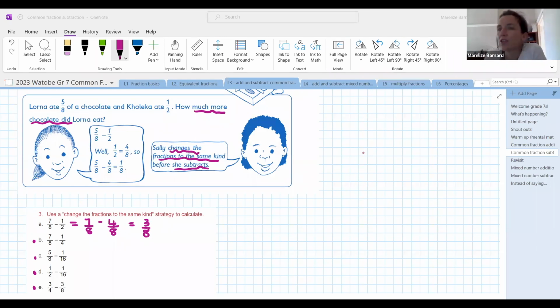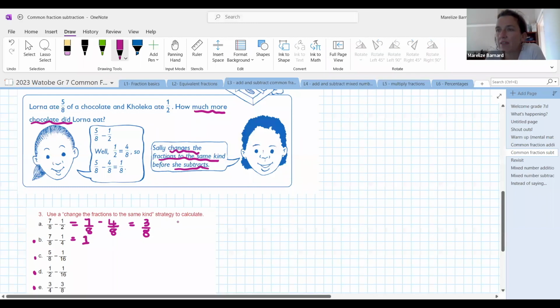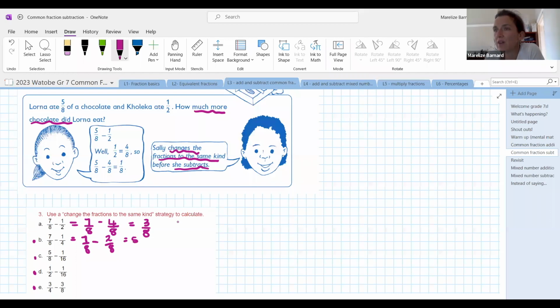Right, let's have a look. 7/8 minus a quarter. So 7/8, and we are going to subtract a quarter. How many eighths will that be? That will be 2/8. So 7/8 minus 2/8 gives me 5/8.